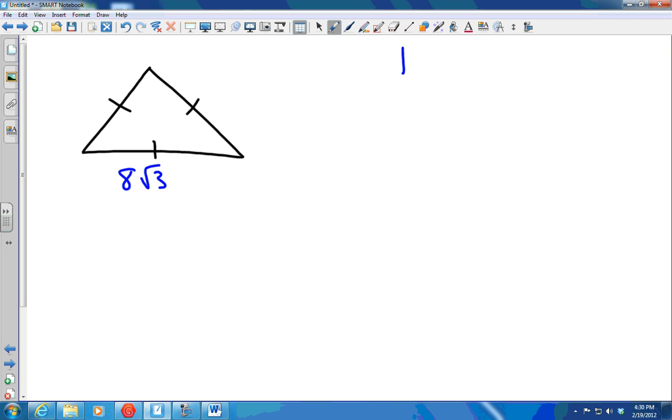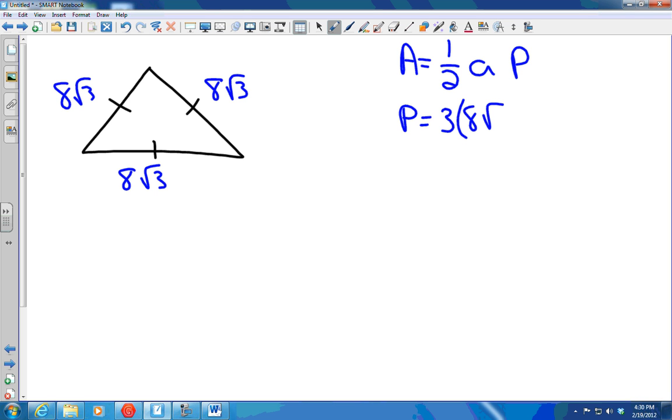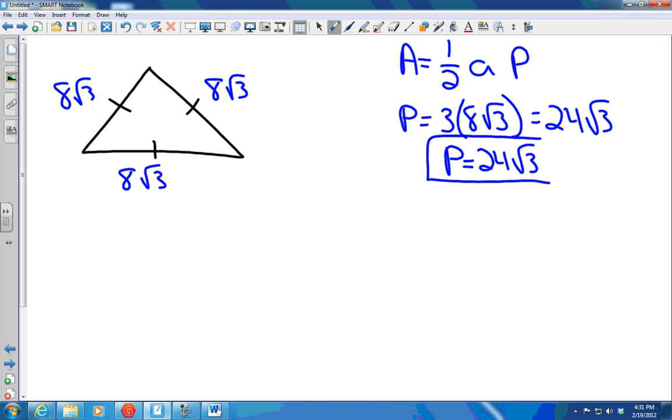So if we're going to use our formula, area equals 1/2 apothem times perimeter, I have something that I need there. I can easily find it. I can find the perimeter very easy because each side is 8 times the square root of 3. And so it's just 3 times 8 times the square root of 3. And that's 24 times the square root of 3. So I have my perimeter, 24 times the square root of 3. So that's good. That helps.